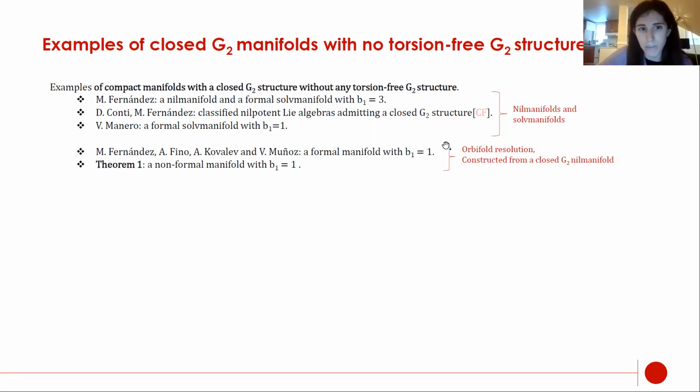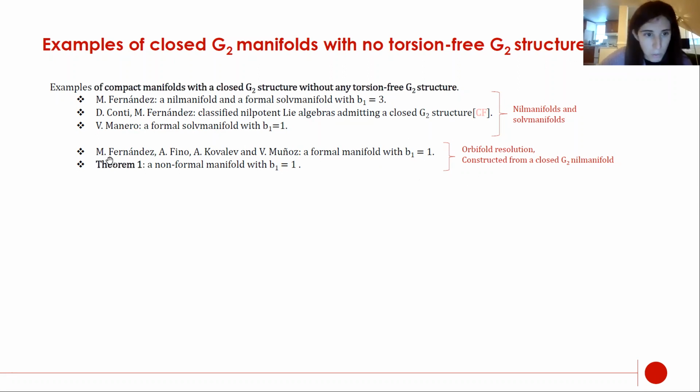First of all, we have nil manifolds and solved manifolds. I would like to highlight the work of Conti and Fernández, because they classified nilpotent Lie algebras admitting a closed G2 structure, and these yield examples with first Betti number greater or equal than 2 that are non-formal. And also Manero constructed a formal solvmanifold with first Betti number equal to 1. And later there are more examples via orbifold resolution that are constructed from a closed G2 nil manifold.